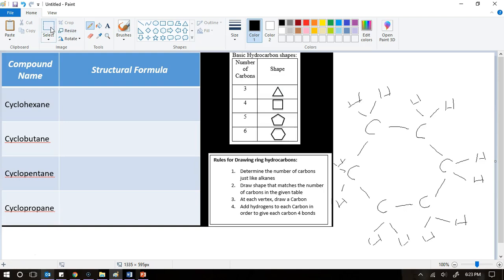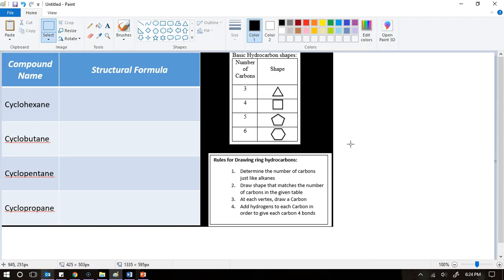Okay, so what if I talk cyclobutane instead? Well, cyclo again tells me I've got a ring, ane tells me carbon-to-carbon single bonds, so I've got to know what that bute means. In this case, bute means 4. So come back over here to this shape. I've got a 4-member ring. It's going to look like a square.